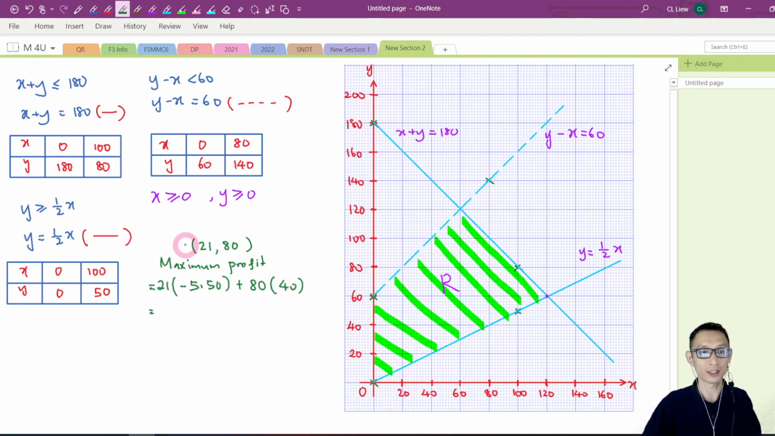Now just press your calculator. 21 times negative 5.5 plus 80 times 40. So the maximum profit will be 3,084 ringgit and 50 cents. Okay, this is the answer for this part.